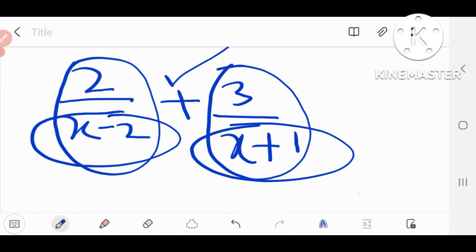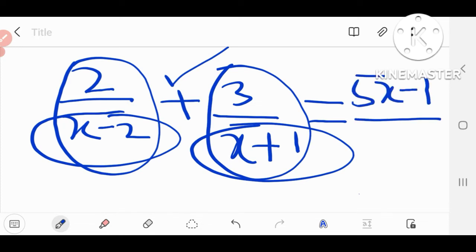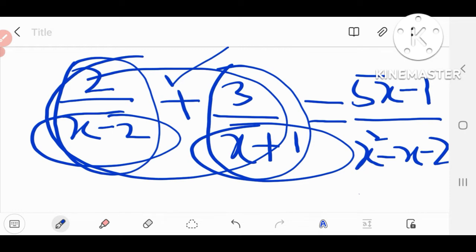So at the end, because we know the process of how to solve this type of question, we were having the result of these two: 5x minus 1 divided by x square minus x minus 2. So this was the complete result of solving these two algebraic fractions.